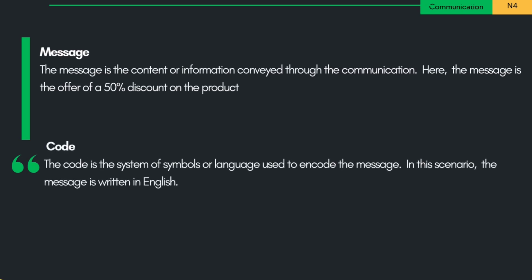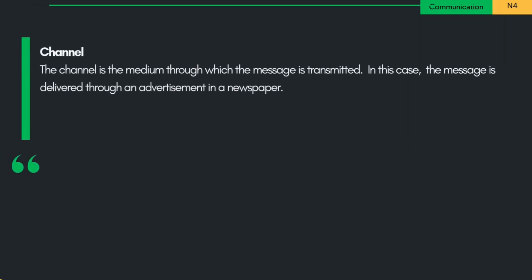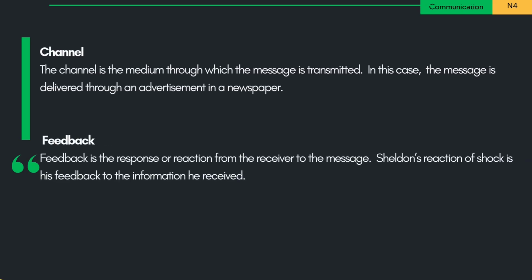4. Code. The code is the system of symbols or language used to encode the message. In this scenario, the message is written in English. 5. Channel. The channel is the medium through which the message is transmitted. In this case, the message is delivered through an advertisement in a newspaper. 6. Feedback. Feedback is the response or reaction from the receiver to the message.